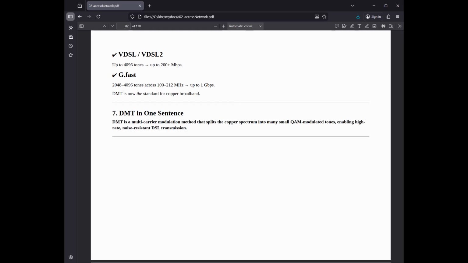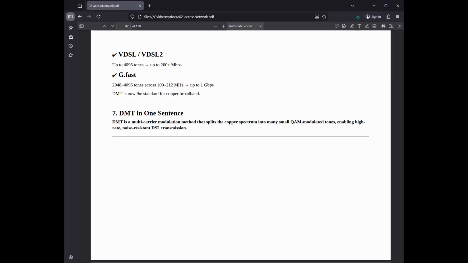5. Efficient use of FFT/IFFT. DMT relies on digital mathematics rather than expensive analog filters. The transmitter uses an inverse fast Fourier transform, IFFT, to combine all subcarriers into one time domain signal. The receiver uses a fast Fourier transform, FFT, to separate the frequencies back into data bits. This makes the hardware highly scalable and cost-effective.